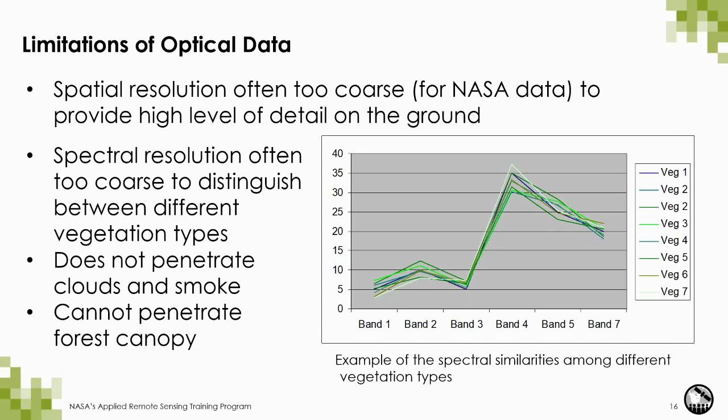Additionally, in tropical regions, it may be difficult to obtain cloud-free images for your analysis, and optical data does not penetrate clouds, smoke, or forest canopy. And we'll talk about this a little later as well. So it's really important to be aware of these limitations and consider this when using optical or radar data individually or side by side for your types of classification.